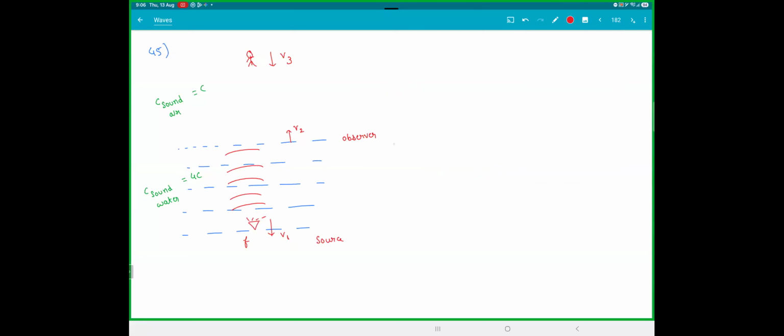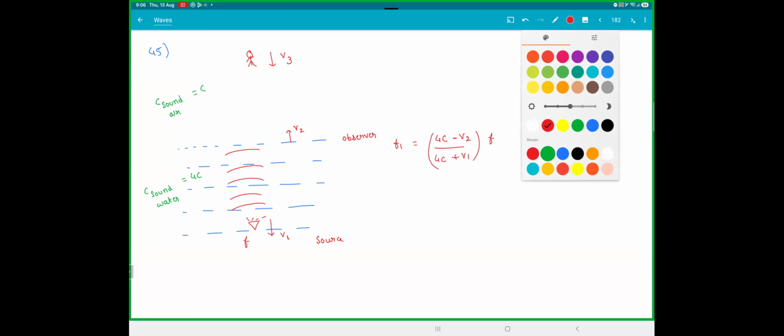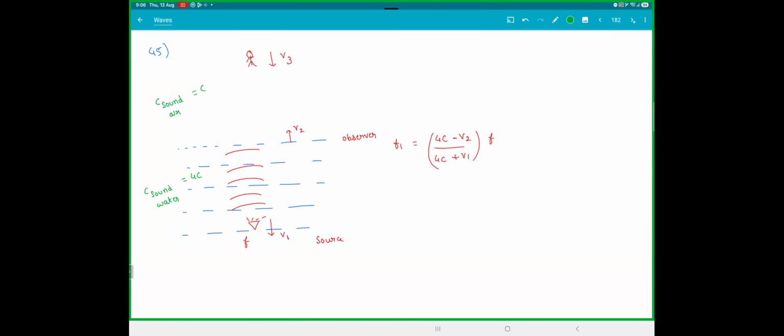So the interface will hear a sound F1, where the speed of sound is 4C. Observer is trying to go away from you, so minus V2 by 4C. Source is also trying to go away from you, plus V1, into F. This is the frequency heard by the interface. Then whatever sound the interface will hear, the same sound will go out. Remember, the frequency does not change when you go from one medium to another medium.